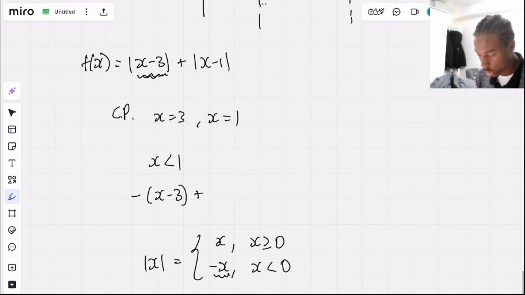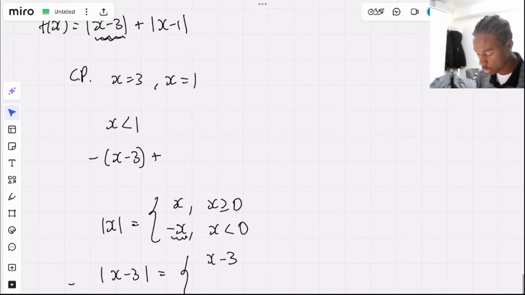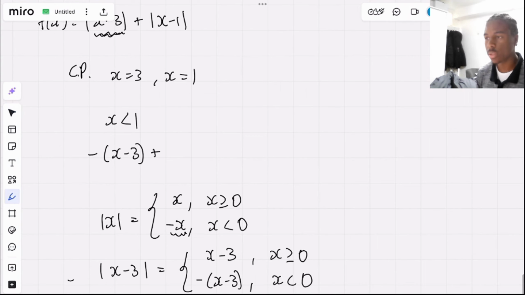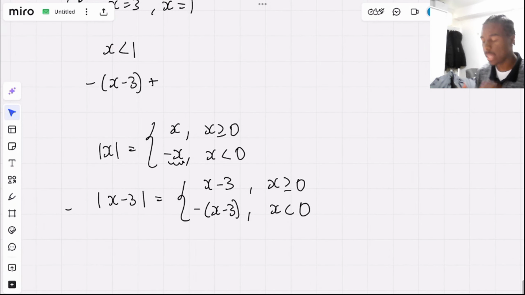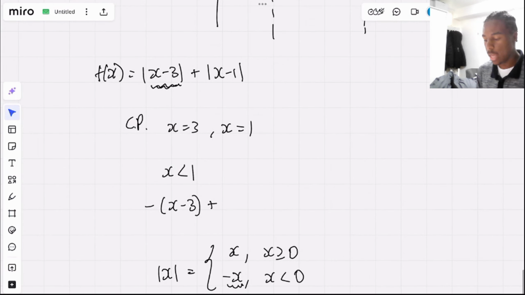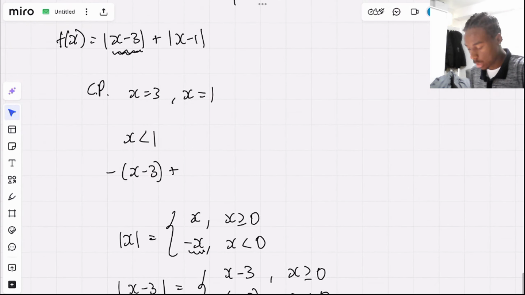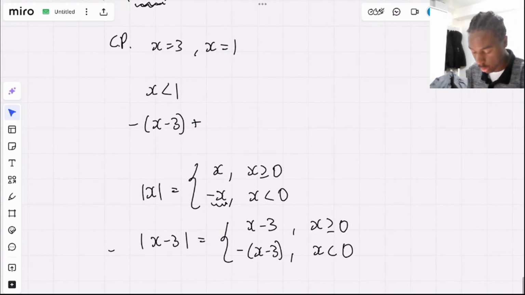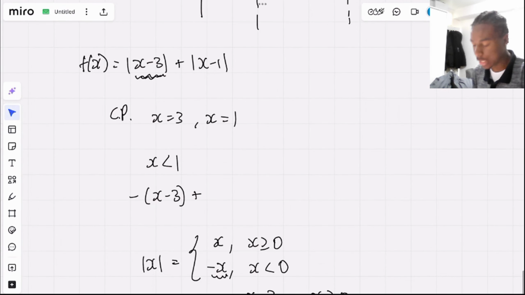So, because we have x minus 3 here, okay, does that make sense? So we're going to take the negative of that inside, because for x less than 1, the inner bracket grows and becomes more and more negative, which means that for x less than 1, the inner bracket's always negative. That means we take the minus of the inside bracket. Okay, I hope that's a clear explanation.